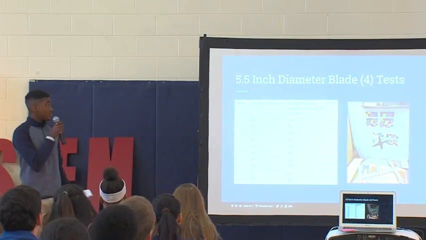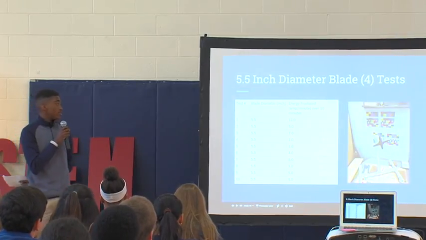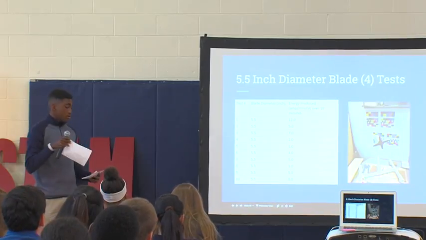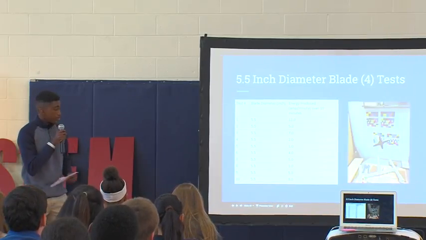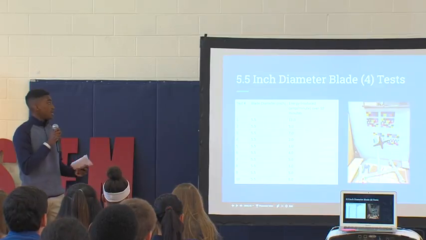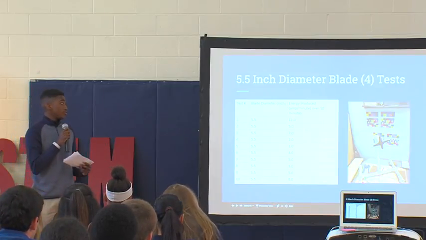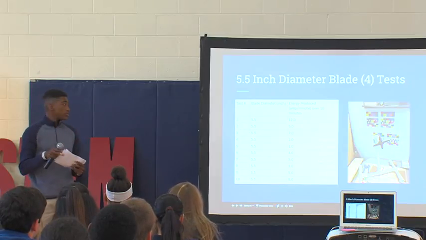The first blade I tested was 5.5 inches in diameter, and had 4 blades total, and for that blade the average was 5.2 amps per minute. From looking at this blade, I realized I really wanted to build a blade that's bigger and larger, so that more energy can be produced.